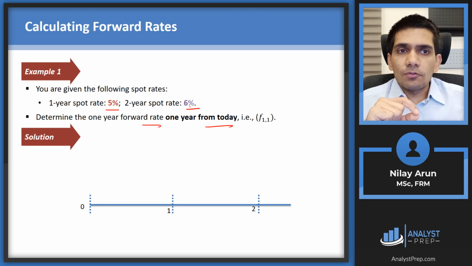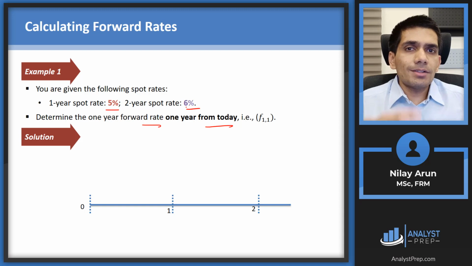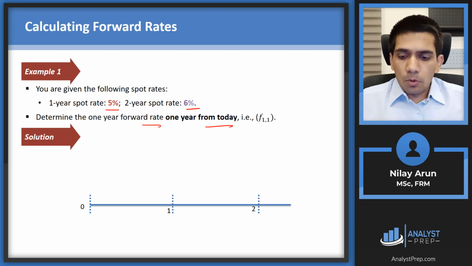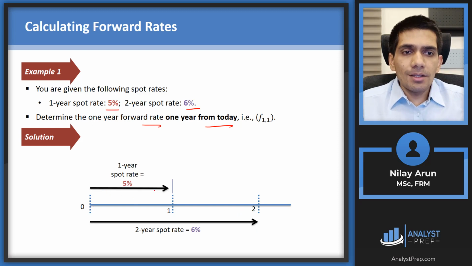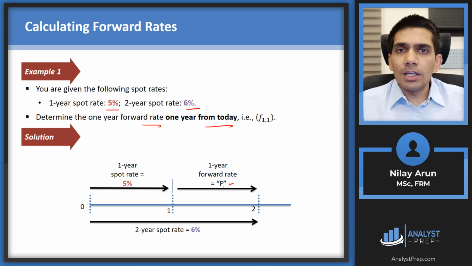1 year spot rate is 5% and 2 year spot rate is 6%. So first, let's just plot it on the timeline. First, let's look at the 2 year spot rate. So 6%, that means from 0 to 2, it's 6% here. Then the 1 year spot rate is 5%, which means this is 5% here from 0 to 1. What do we need to calculate? We need to calculate the 1 year forward rate 1 year from today, which means this part is what we're calculating, and that's your unknown rate F. So we are denoting that using capital F.